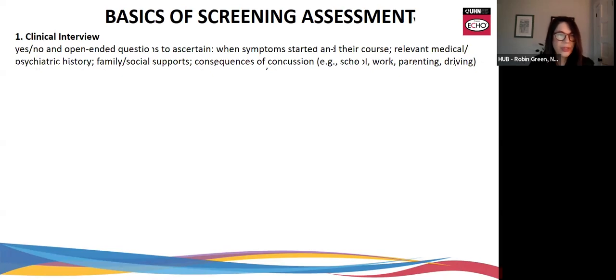It's important to inquire about a patient's support network, both family and social, and to determine the impact of the concussion on their life, for instance, for school, work, caregiving, driving, sports, social life, etc.